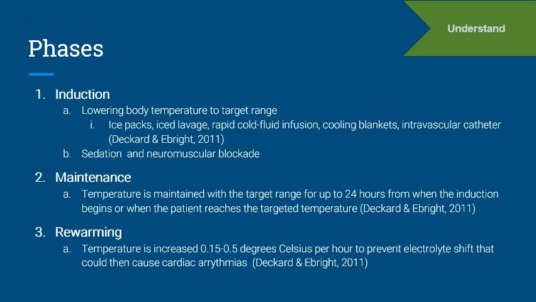There are 3 phases of therapeutic hypothermia: induction, maintenance, and rewarming. Phase 1 is induction. During the induction phase, the goal is to get the patient's body temperature lowered as quickly as possible. There are a number of methods to use to lower the patient's body temperature to target range. These methods were discussed in the previous slide, but just to reinforce, you could use ice packs, ice lavage, rapid cold infusion, non-invasive cooling devices such as a gel pad or wrap, or an intravascular catheter that circulates cold fluid in a closed loop within a large vein.